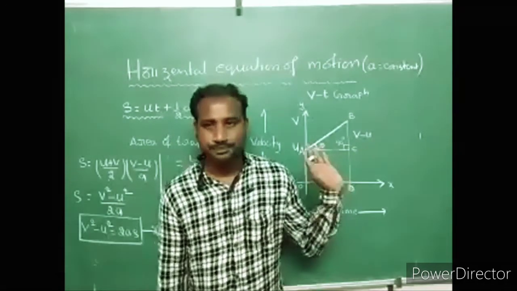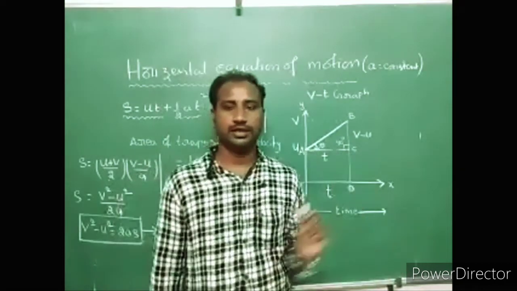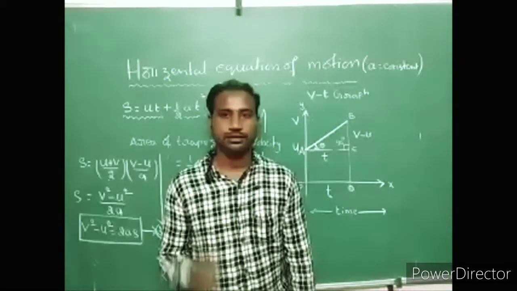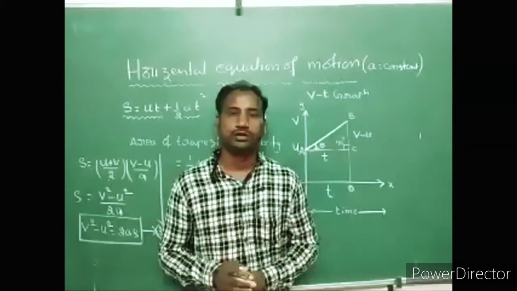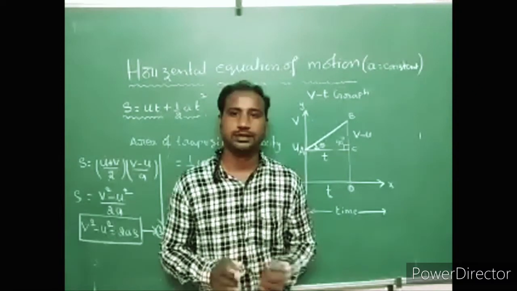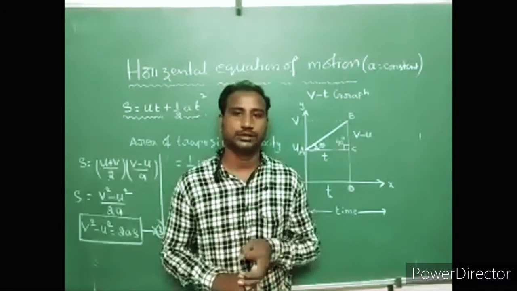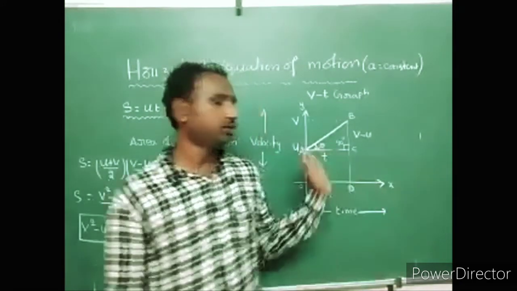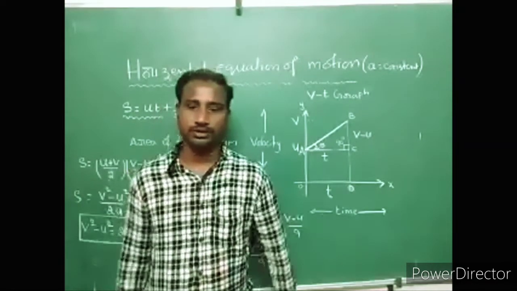Okay, next. Here we consider that in these three equations acceleration is constant. Acceleration is constant, and the remaining physical quantities are variable quantities. What are the variable quantities? Velocity, displacement, time. But acceleration is constant. So here we have to derive these three equations with the help of a graph.